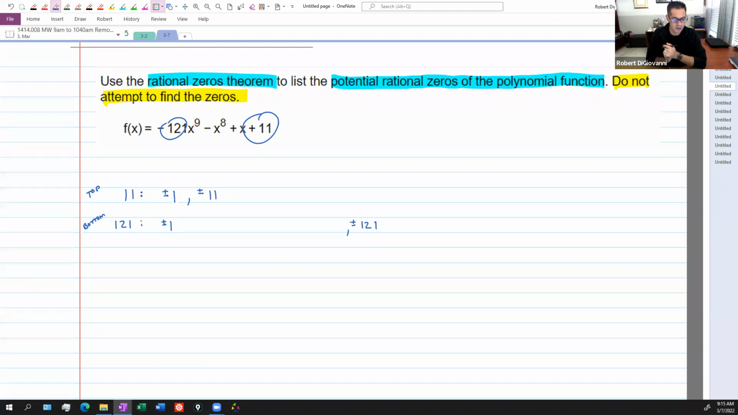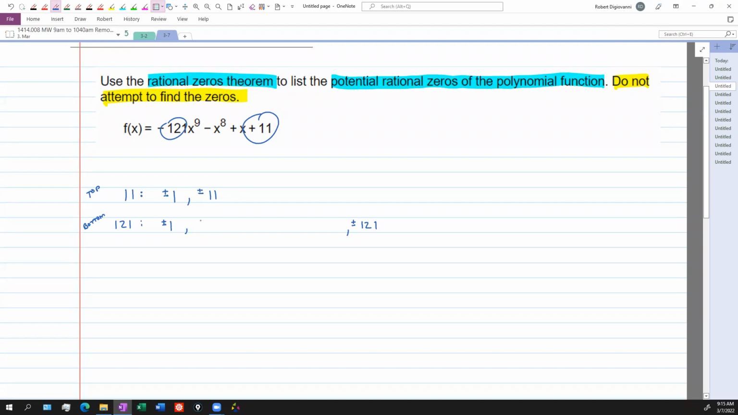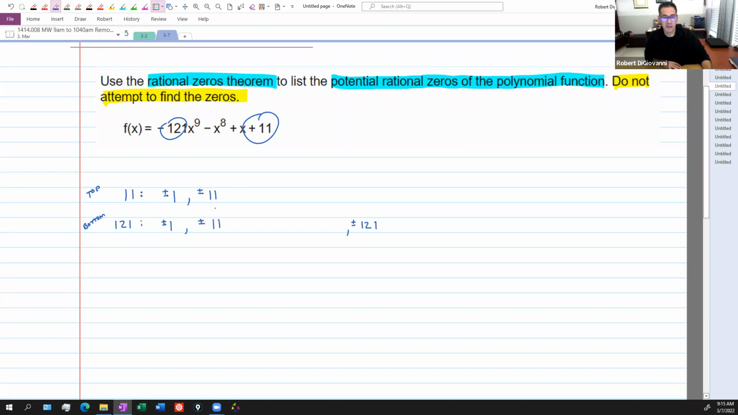So anyone know what the next numbers are? There is a number that goes in 121. 11. Okay, good. 11 times 11, right? 11 times 11, or 11 squared. So that's it. Those are the only numbers we have in the bottom list. There are no other numbers that go into 121 other than 1, 11, and 121.